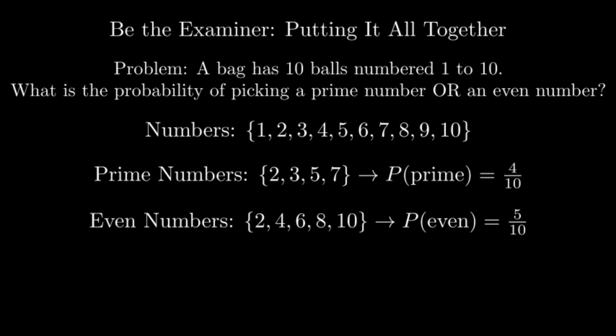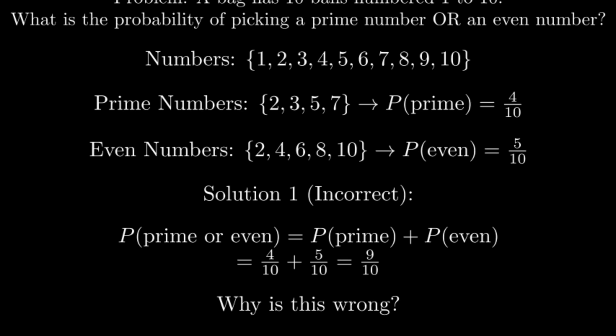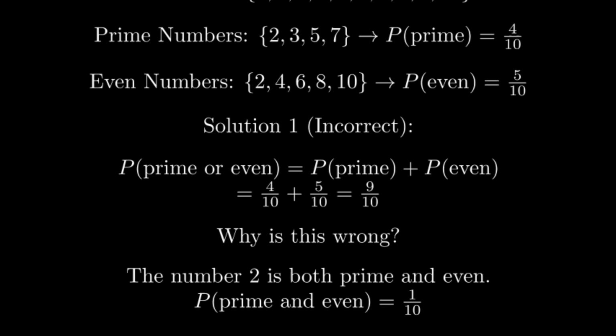Let's look at a common incorrect solution. Solution 1 simply adds the two probabilities. 4/10 plus 5/10 equals 9/10. Take a moment to think. Why is this incorrect? This is wrong because the events are not mutually exclusive. Is there a number that is both prime and even? Yes, the number 2. Because there's an overlap, we have double counted it. Solution 1 adds the ball 2 once as a prime and a second time as an even number.